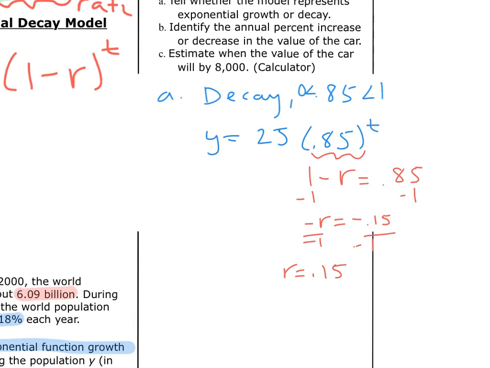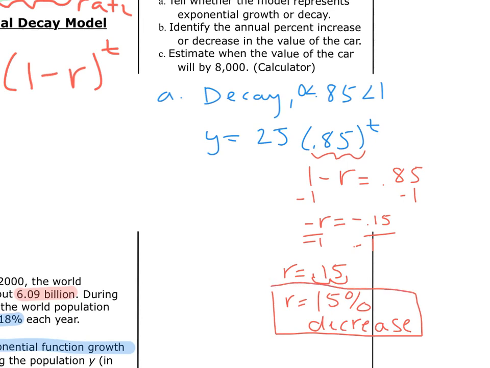But I want to know what is the annual percent increase, not the decimal increase or decrease. I want to know the percent decrease. And so to do that, you move the decimal 2 spaces to the right, and that gives you R is equal to 15%. So this car annually is losing 15%. So this is a 15% decrease in the value of the car.